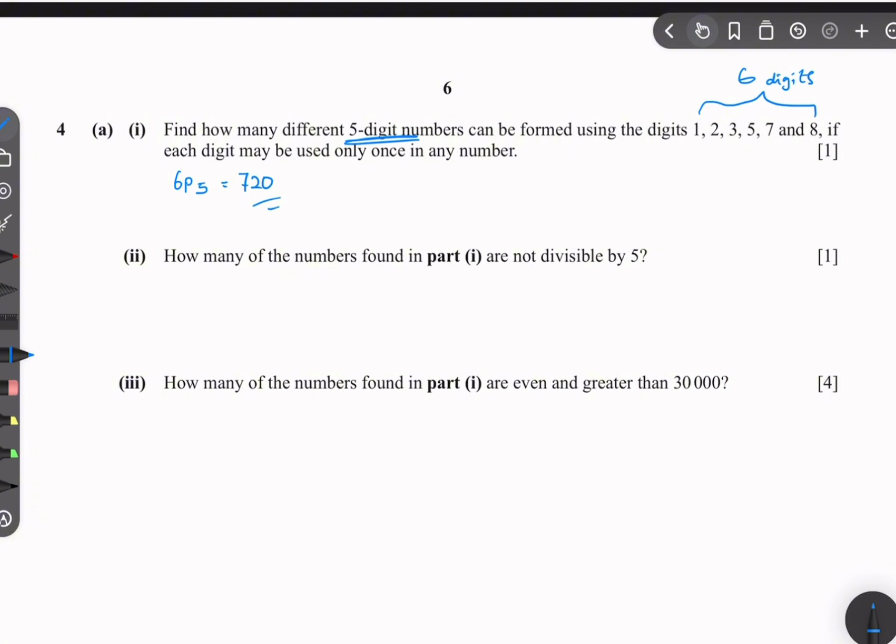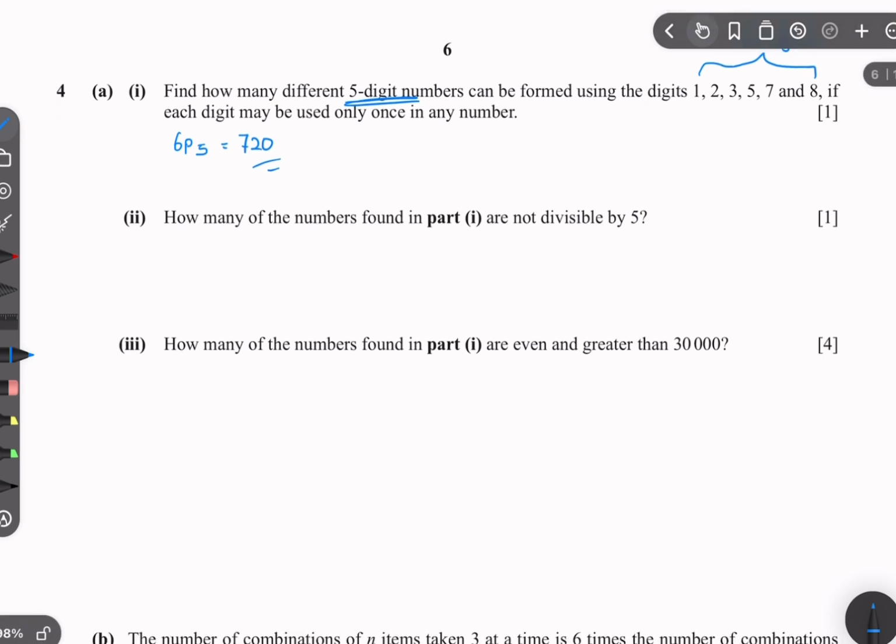Part 2. Find how many of the numbers found in part 1 are not divisible by 5. Okay, so to find this, it's easier to find the numbers that are divisible by 5 and then subtract that from the total possible numbers that can be formed. Okay, so to find the numbers that are divisible by 5, the number must end with 5 or 0. But because 0 is not in the numbers listed here, we can just consider 5.